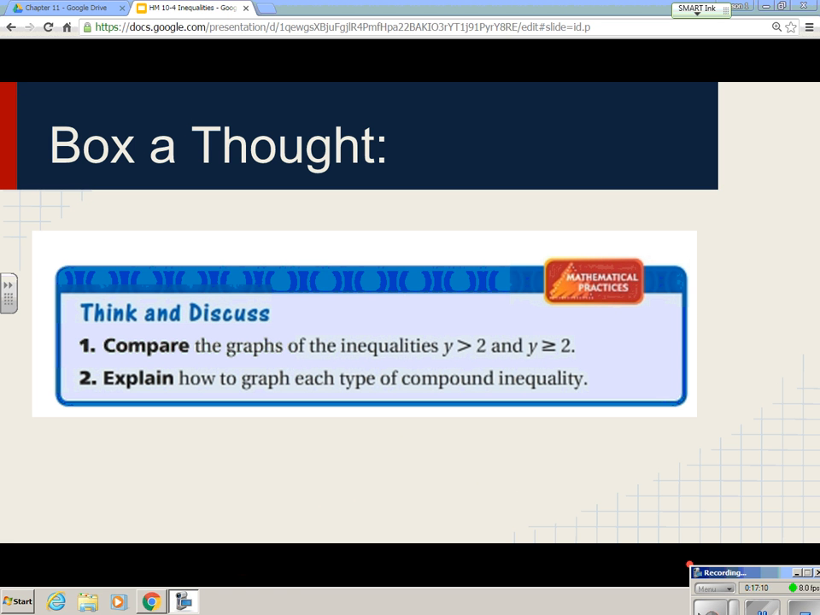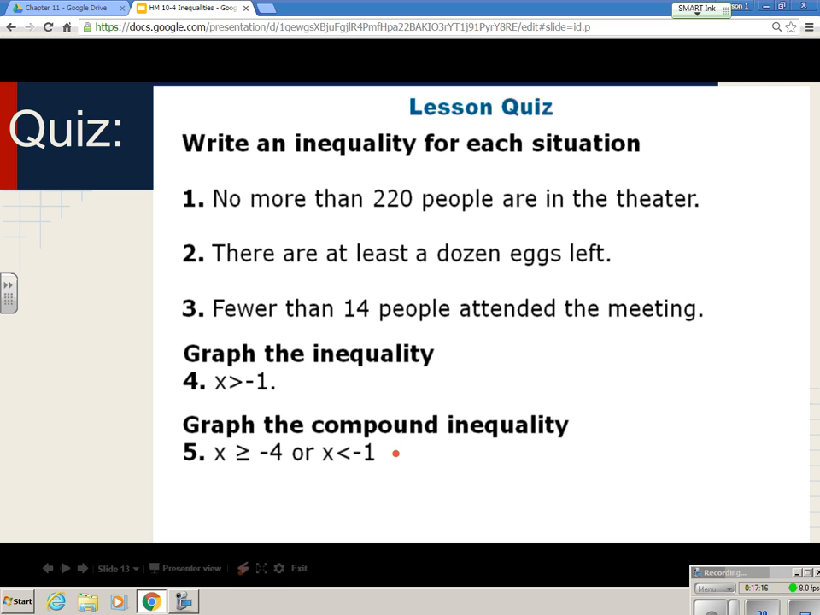All right, here is your box of thought. 2 questions. Make sure you use full sentences. And here is your quiz. 5 questions. 2 are graphing. The other ones are writing your own inequalities for them. And I challenge you, try to write a variable with those inequalities.